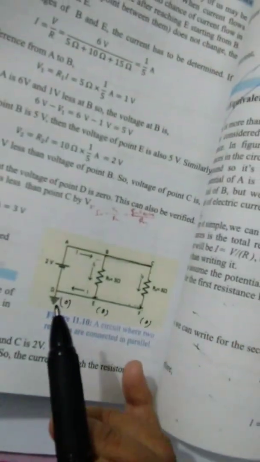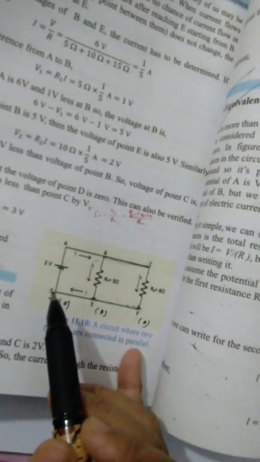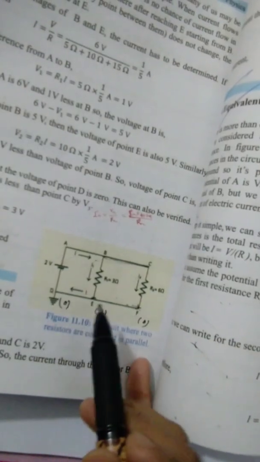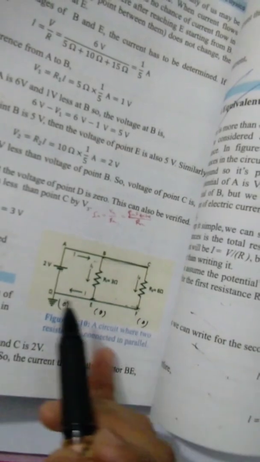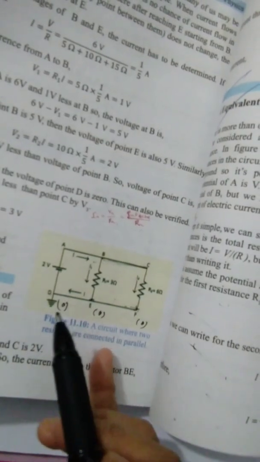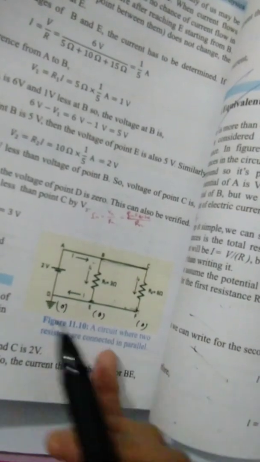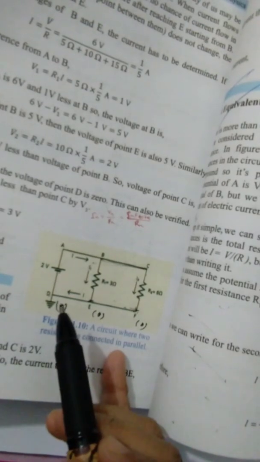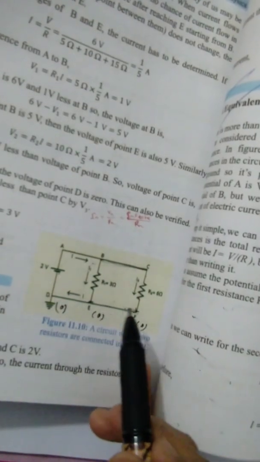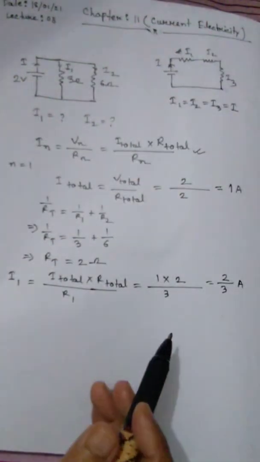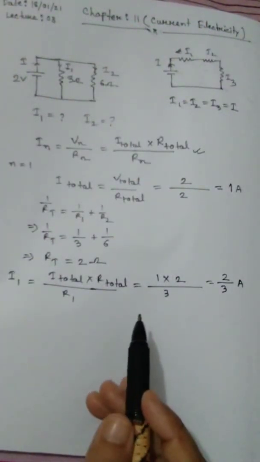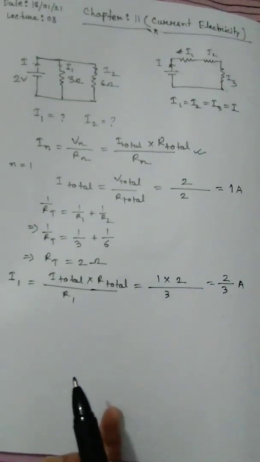But the difference is that in your book the potential of this point is given as 0, while in my question I haven't mentioned the potential of this point. And in most cases in your exam, the potential of this point is not given. So you have to determine in your own way what the value of current is.